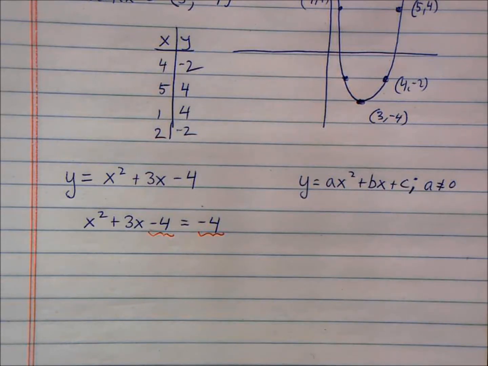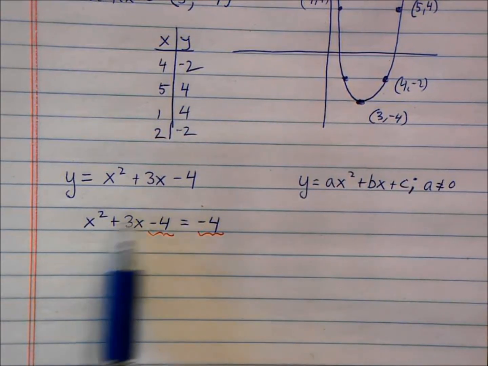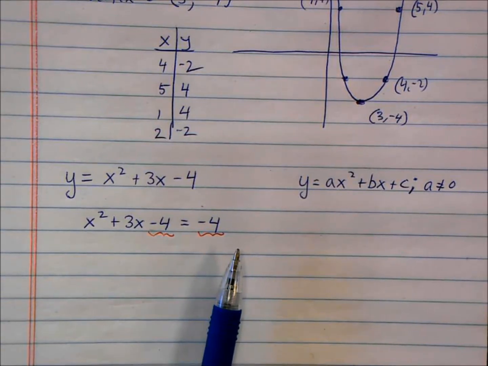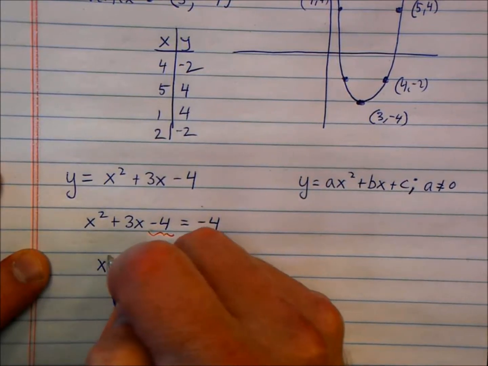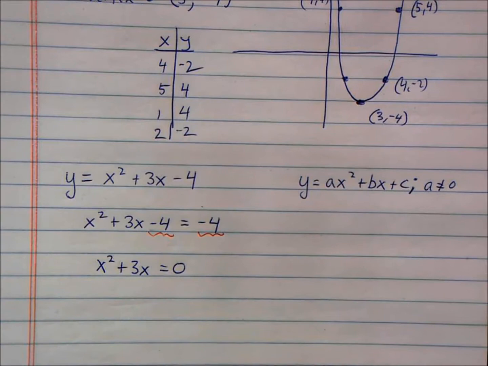That's right. This is a quadratic equation. We know to solve a quadratic equation, we want to have 0 on one side. This is what we did right at the end of chapter 6. This was the last section in chapter 6. So we add 4 to both sides. We have x squared plus 3x equals 0. Okay, so we took our quadratic equation. We got 0 on one side.